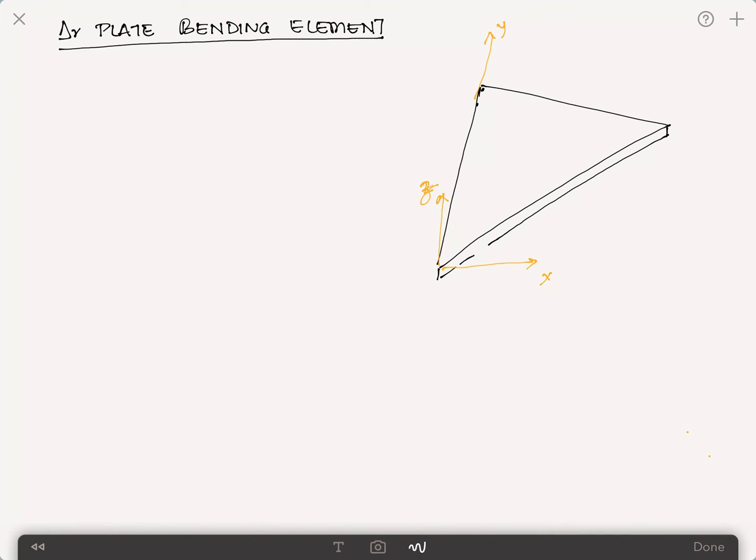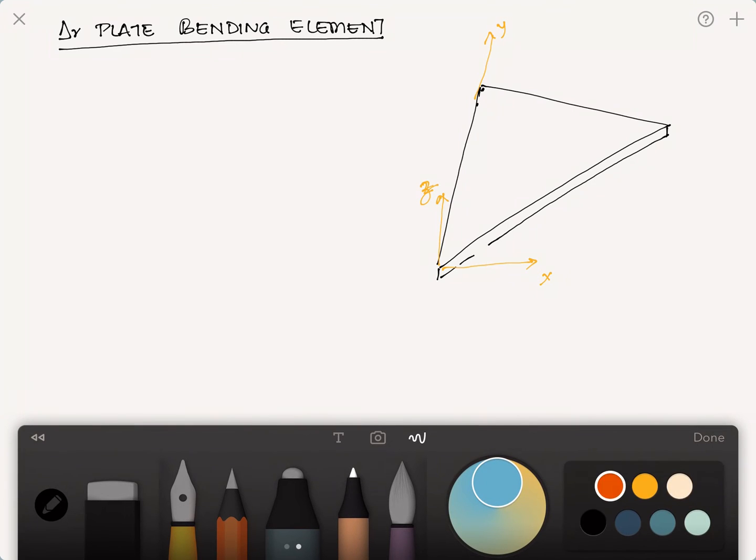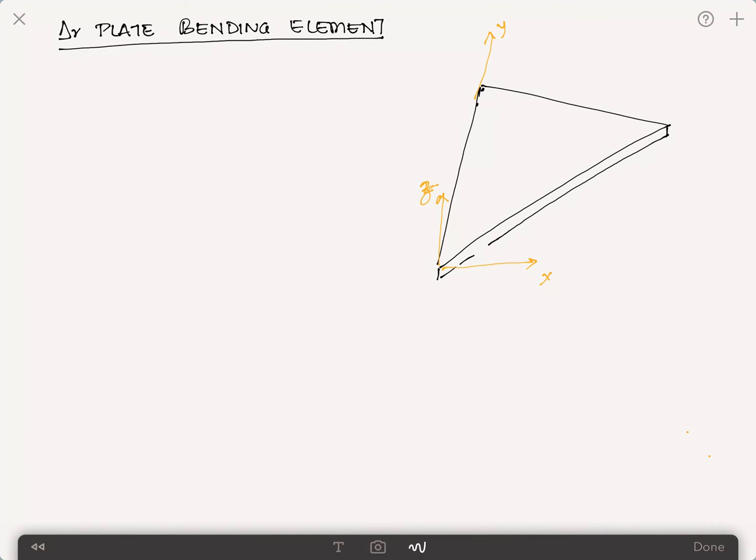Now at each node, I'm going to consider the simplest element possible. So I will have three nodes. I have i, then I have j, and I have k. So at the three nodes, I will have the coordinates x_i, y_i, x_k, y_k, and x_j, y_j. And finally, I want to describe what are the degrees of freedom at every node.